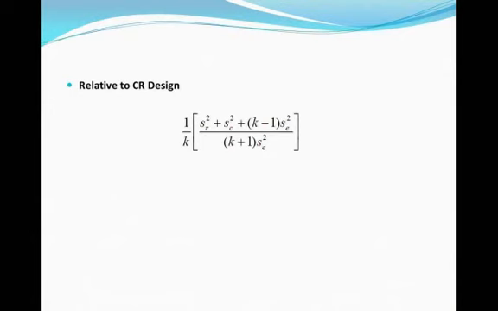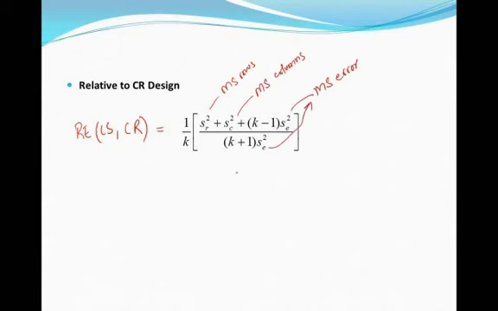Efficiency of Latin square design relative to CR design. The formula is: relative efficiency of Latin square design to CR design is 1 over k, Sr square plus Sc square, over Se square. Sr square again means mean square rows, Sc square means mean square columns, Se square is the mean square error. This is also a mean square error.